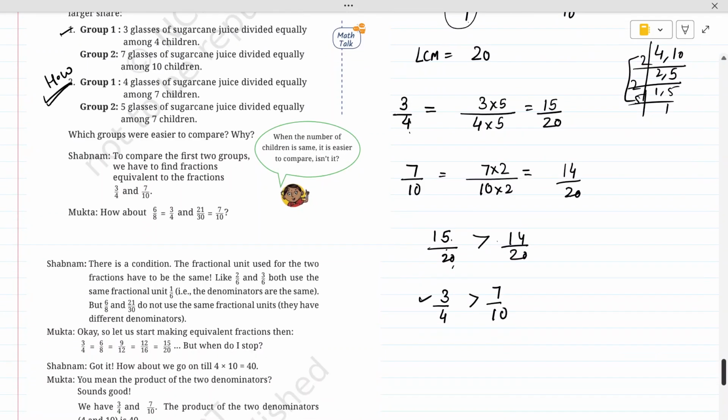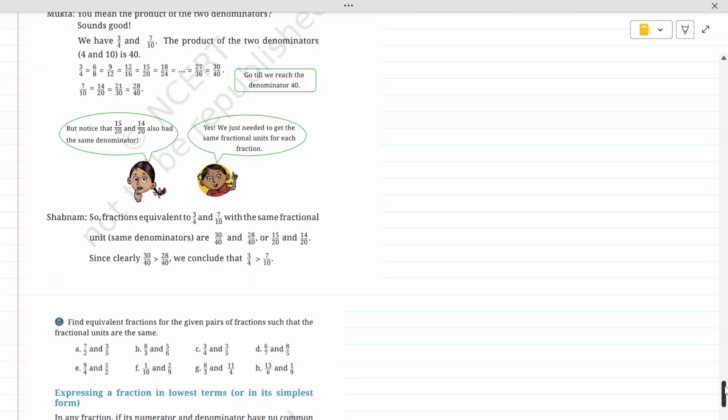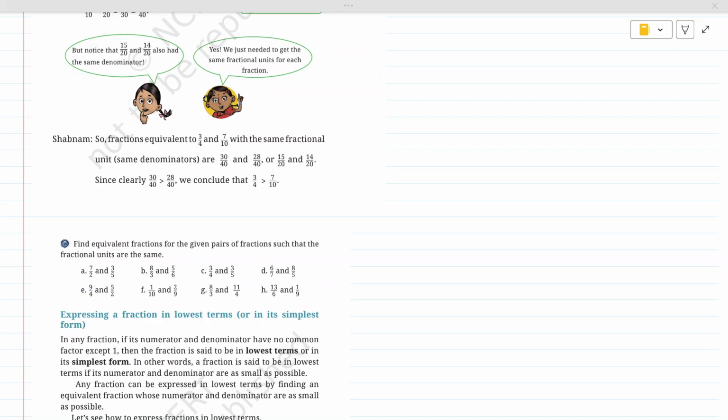So kids, this is easy. We know how we have to find them, right? Same thing is given here. Find the equivalent fractions for given pairs of fractions such that the fractional units are the same. So let's do this question, kids. Question I'm doing here, and I'm picking the A part first.